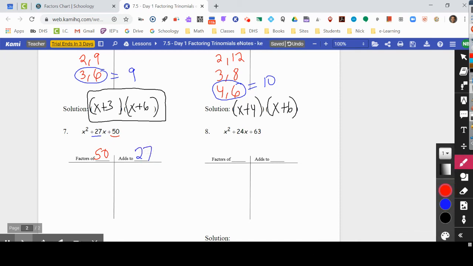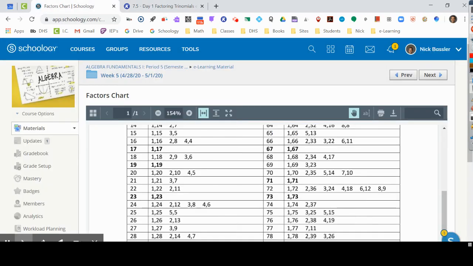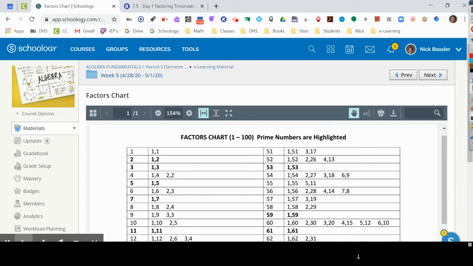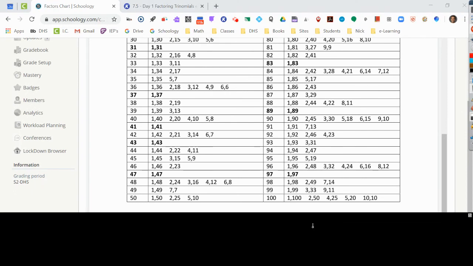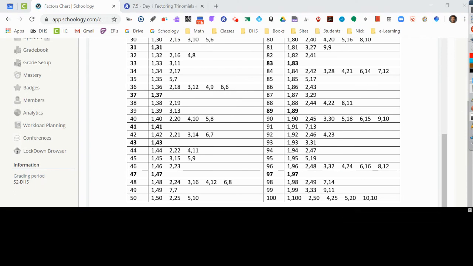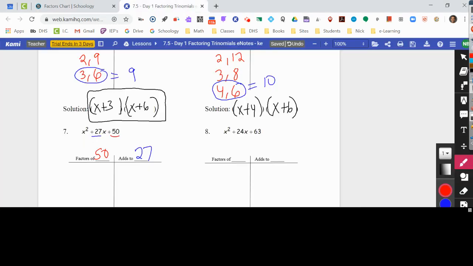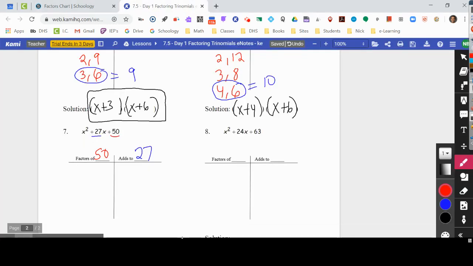Well, I don't know my factors of 50, so I'm going to look at this chart here. And 50 is on the bottom. Oh, there they are. Those are my 3 factored pairs: 1 and 50, 2 and 25, and 5 times 10.